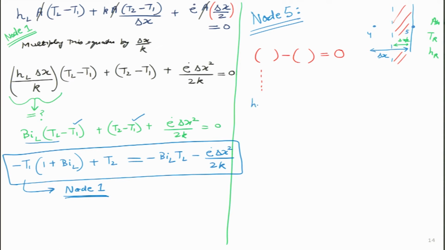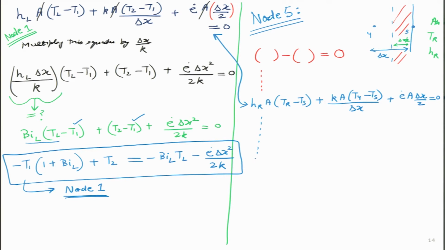So, on the right hand side we have Hr A (Tr minus T5), plus the conduction from node 4, which is Ka (T4 minus T5) divided by delta x, plus the energy generation term we will have to put. That will be E dot delta A by 2, and this whole thing will be equal to 0. Now, we can see some sort of similarity between the node 5 and the node 1 equations, which means I am going to skip some of these points because the process remains exactly the same.